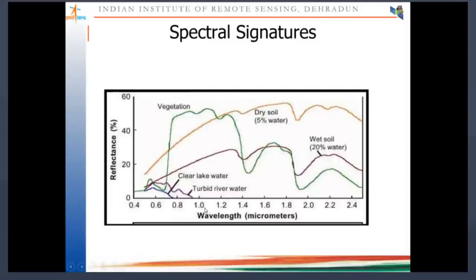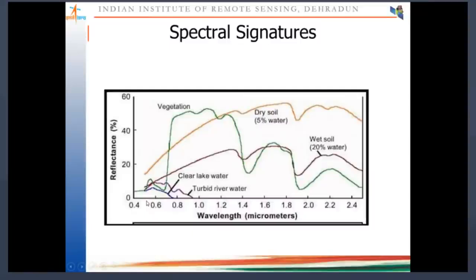So major things that you can check out here is for water, any type of water it may be, in the infrared region of the spectrum. I hope you understand what is the visible portion, what is the infrared portion. If not, let me tell you here. The visible spectrum ranges from 0.4 to 0.7 micrometers.